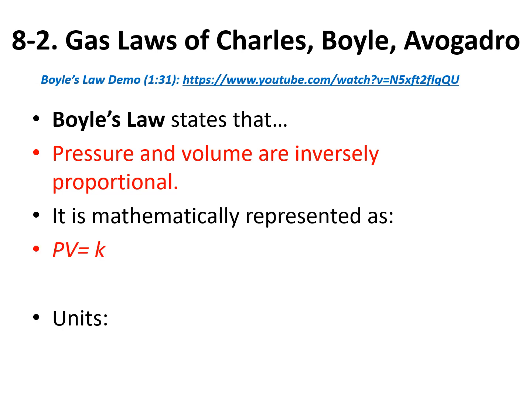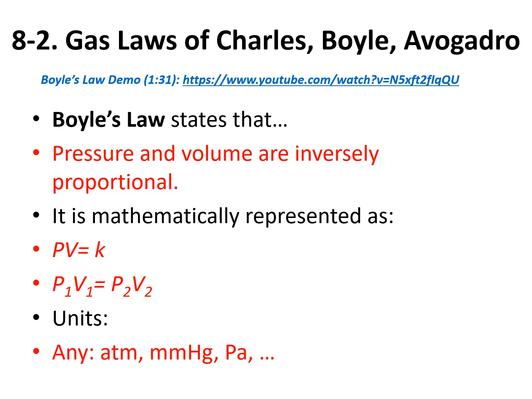Mathematically, we can represent this as the product of pressure and volume is equal to a constant, because as one goes up, the other goes down. If we had two sets of conditions, we would say, okay, since the product is always constant, the product of pressure and volume under one set of conditions is going to be equal to the product of pressure and volume in a second set of conditions. P1V1 equals P2V2. For this calculation, you can have pressure in any units, and you can also have volume in any units.